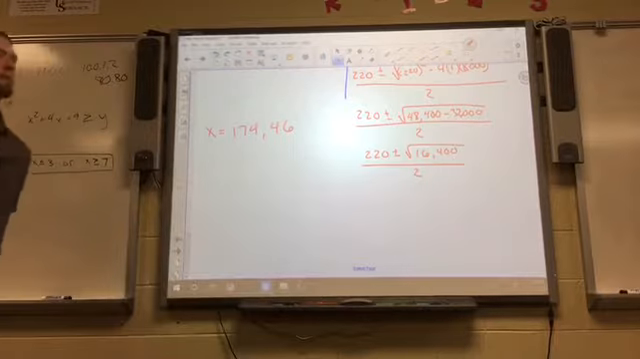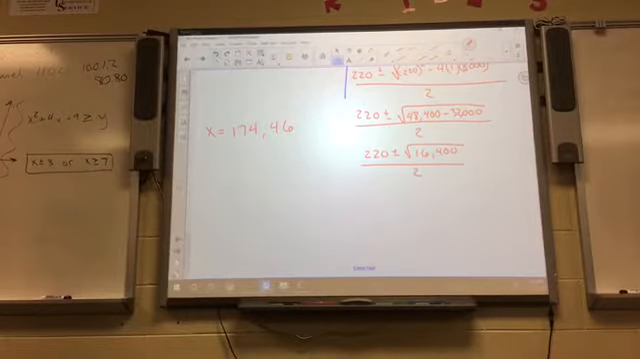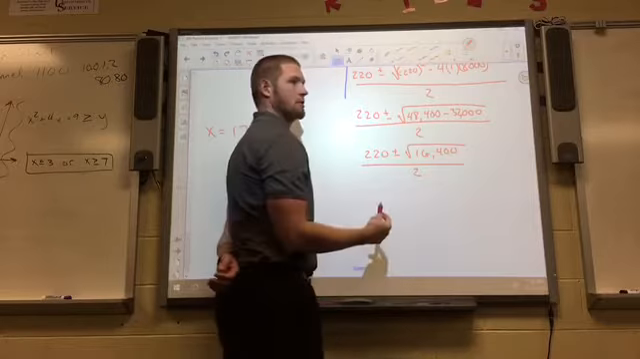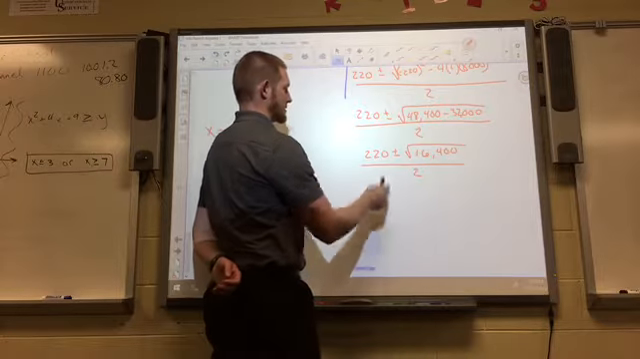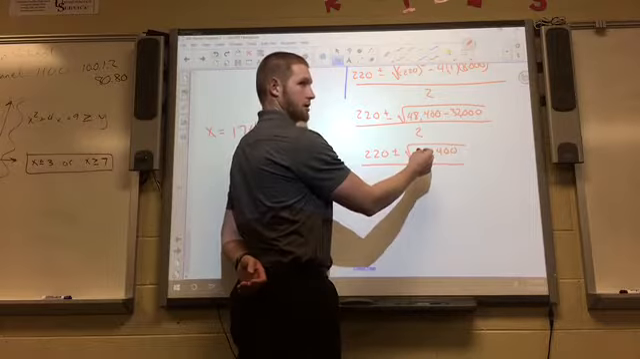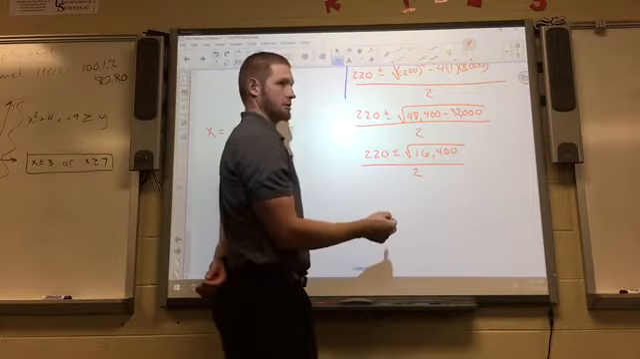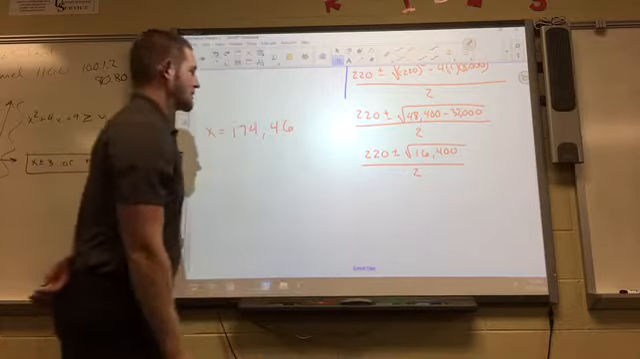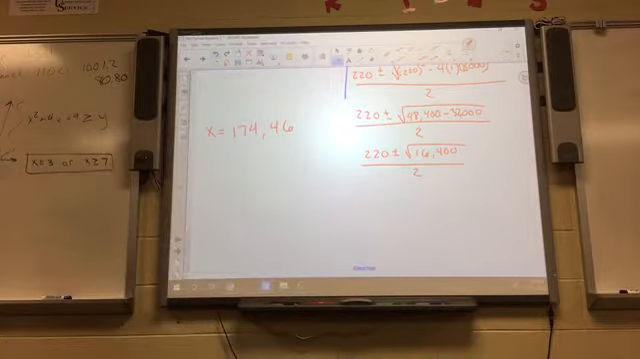Why would you take the square root of 16,000? It comes out as a decimal though. So what I would recommend is doing 220 plus the square root of this, hitting enter on your calculator, and then dividing it by 2, just so you're not rounding too early. Does that make sense? Okay, so we get two answers, 174 and 46.